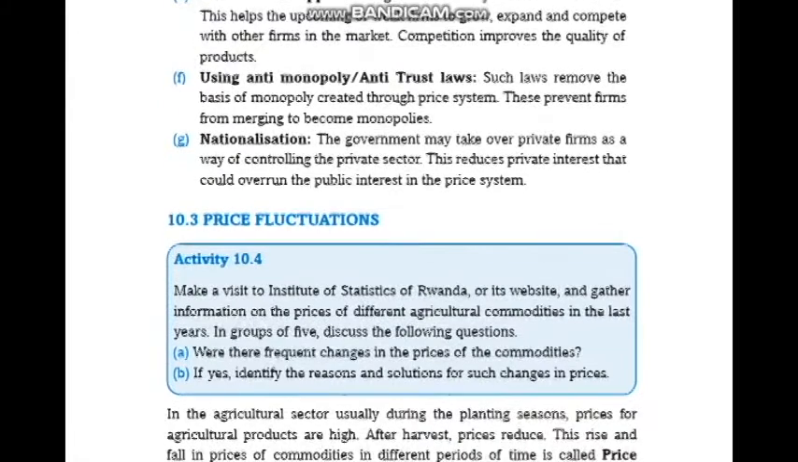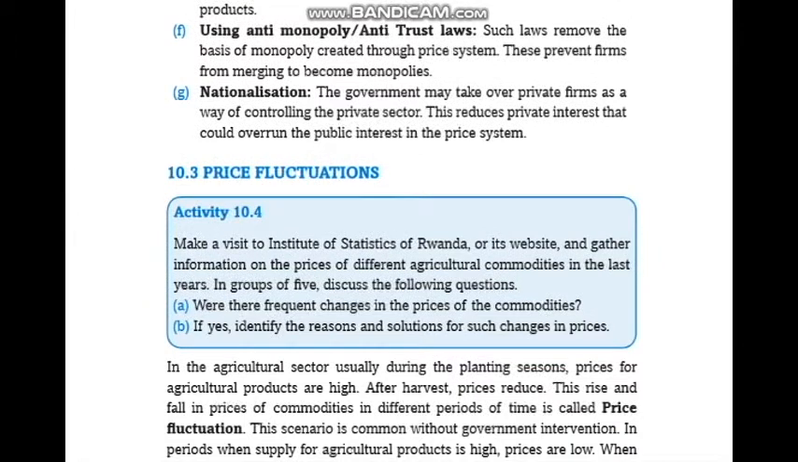Number 6, using anti-monopoly or antitrust laws. Such laws remove the basis of monopoly created through the price system. Monopoly arises when a few farms become successful and remain in the market while all the others drop out. So the government introduces anti-monopoly or antitrust laws. These laws prevent farms from merging to become monopolies.